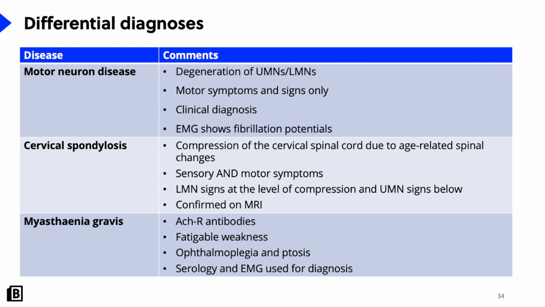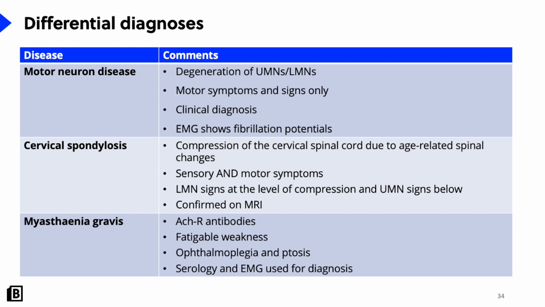In cervical spondylosis, you have compression of the cervical spinal cord due to age-related spinal changes like osteoarthritis. You'll have sensory and motor symptoms. You'll have lower motor neuron signs at the level of compression where the anterior horn is affected. And below the level of compression, you'll have upper motor neuron signs. And you confirm it on MRI.